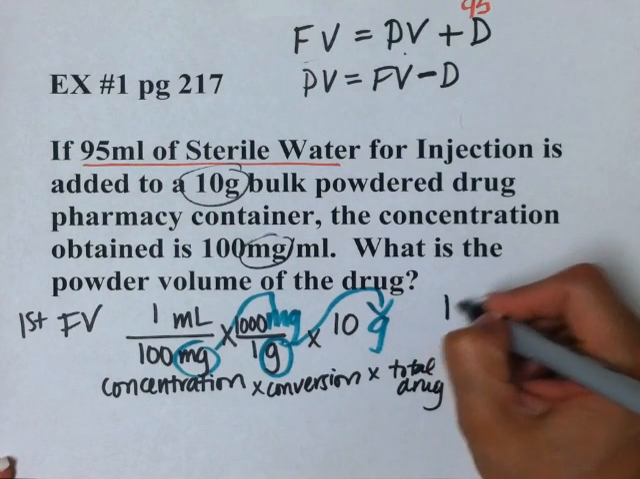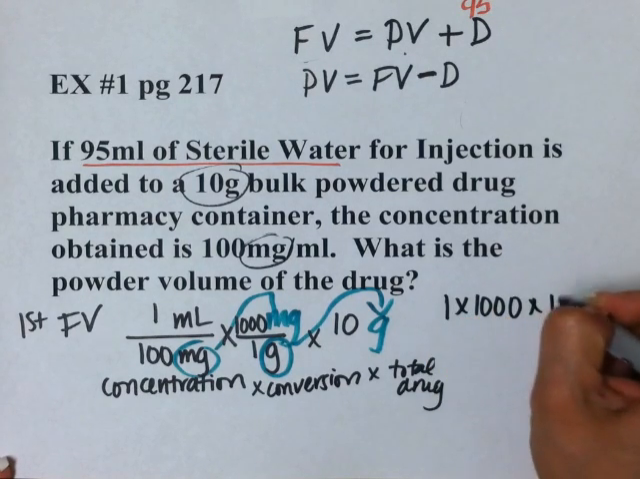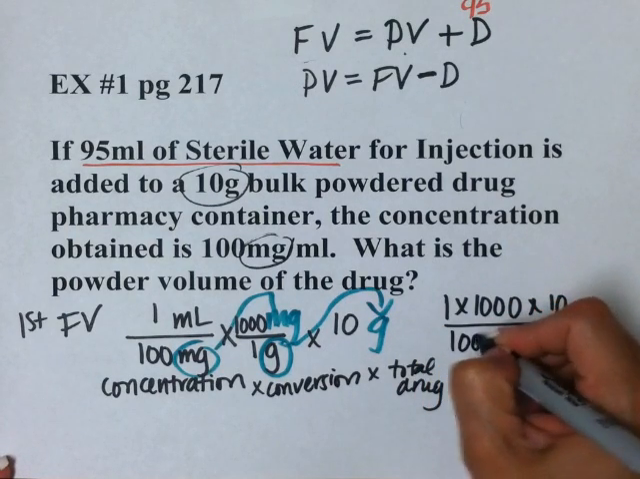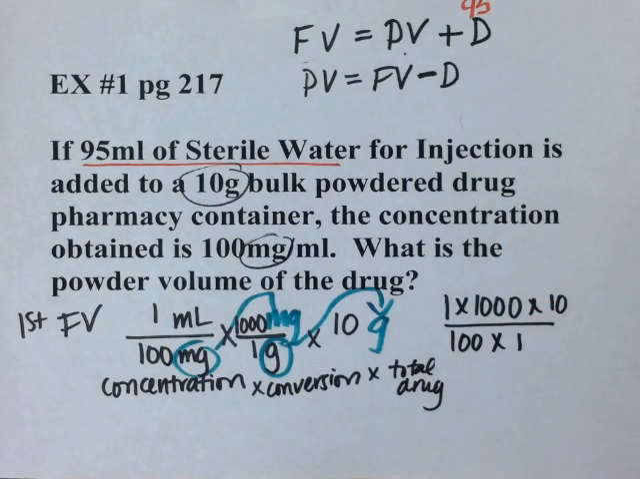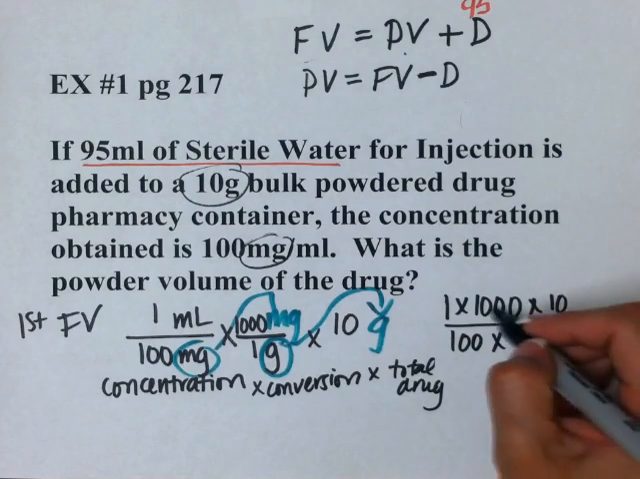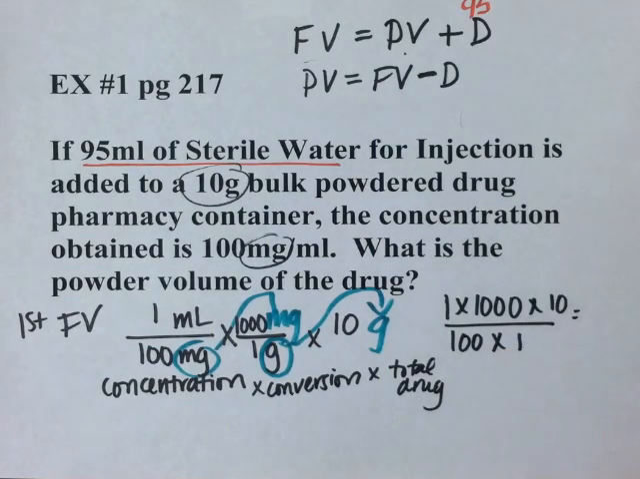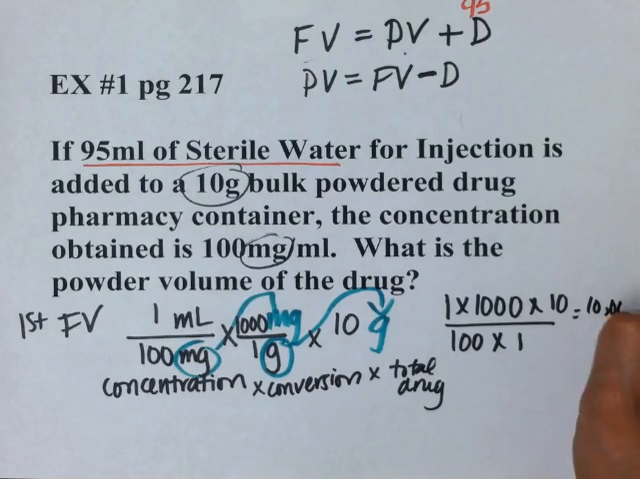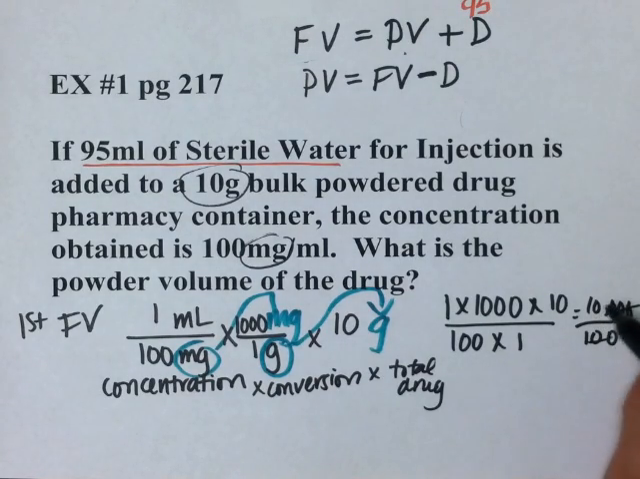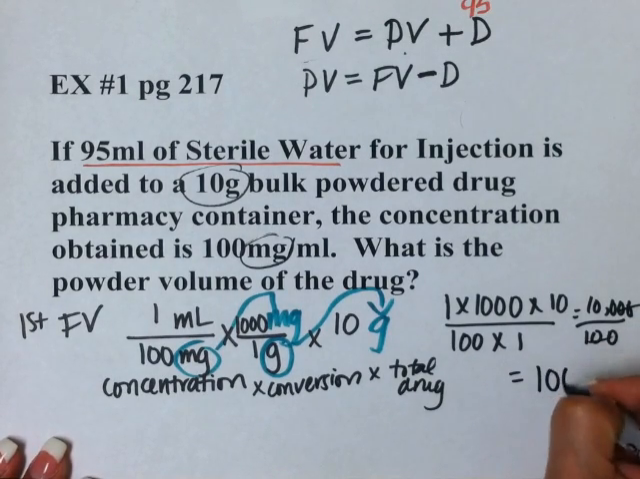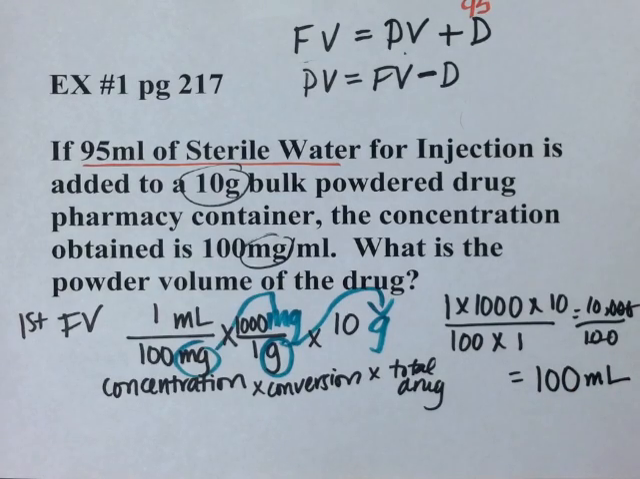So really that's just 1 times 1,000 times 10 over 100 times 1. So you can count all these zeros and you see that that's just really 10,000 over the 100. And then you can also see these zeros canceling out. And so we have just 100 divided by the 1. So this is the final volume, 100 mLs.